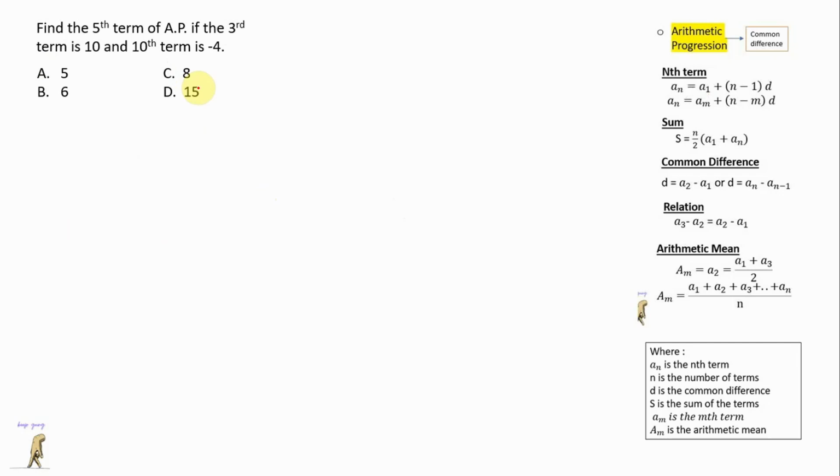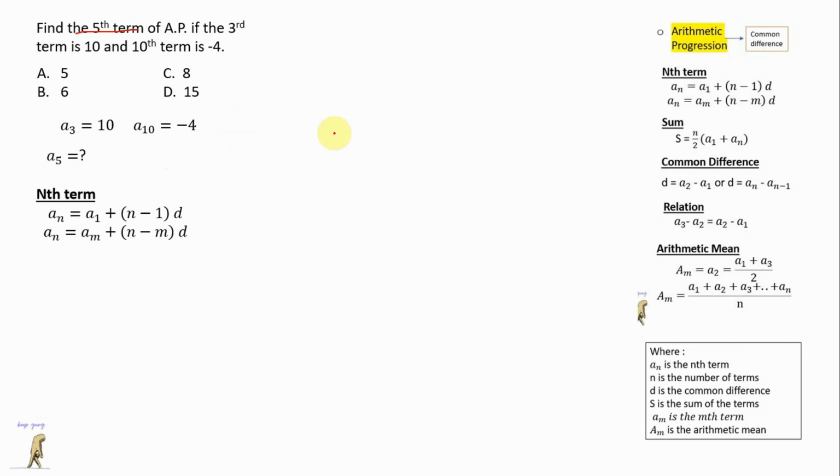In order for us to understand more, or to memorize more of the formulas that we have, what we need to do is to solve more problems. Okay? Then next, as we can see here, we are finding our fifth term with a given third term. The value of our third term is 10, and the value of our 10th term is negative 4. So we are finding a sub 5.